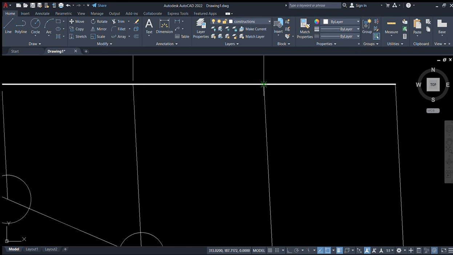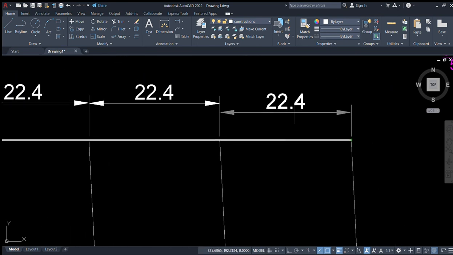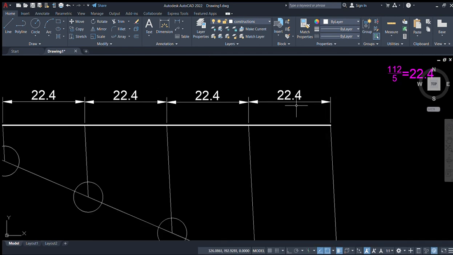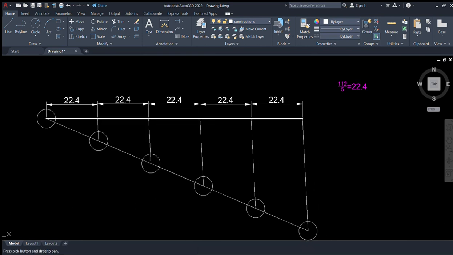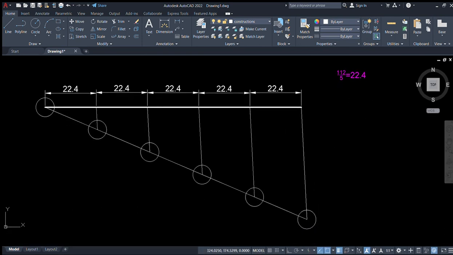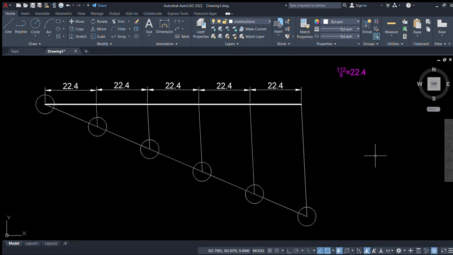Then finally, mathematically we got the answer 22.4, and now graphically we found the answer to be 22.4. So that's how you subdivide the line to the required number of parts.